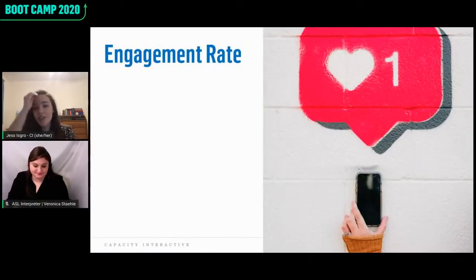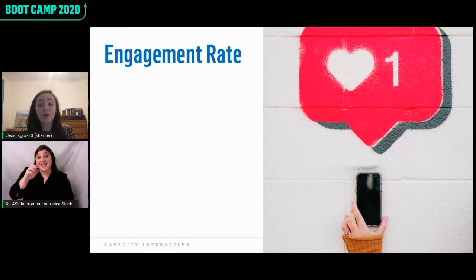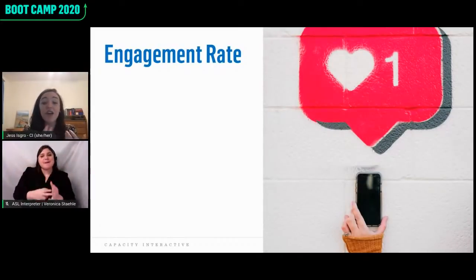The first one is engagement rate. This is one of the most useful and prevalent metrics out there. It's defined as the total number of engagements, so think clicks, reactions, shares, pretty much anything you can do on a post, divided by the total reach. So I like to think of this as the total number of times that your content is interacted with divided by the opportunities that users had to do so.